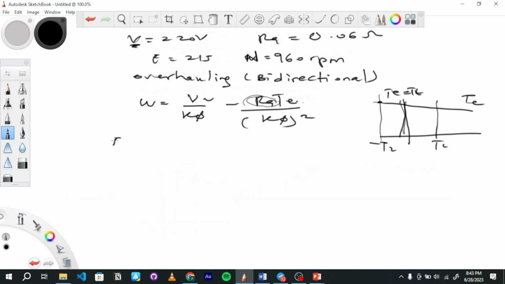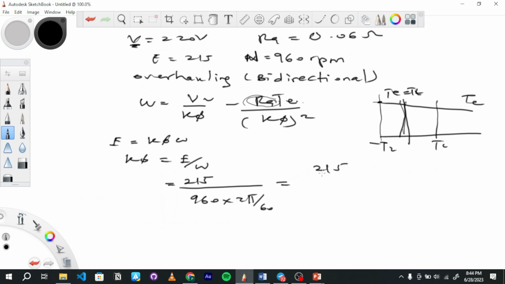I know that E is equal to K phi omega. So K phi is equal to E over omega, right? I was given my E to be 215. Omega is in rad per second, so I'll do 960 times 2 pi over 60. This will give me 32 pi. So I get 215 over 32 pi. You punch it.